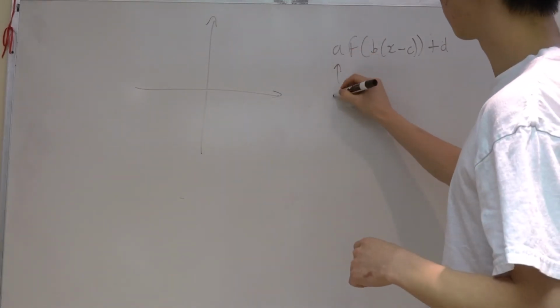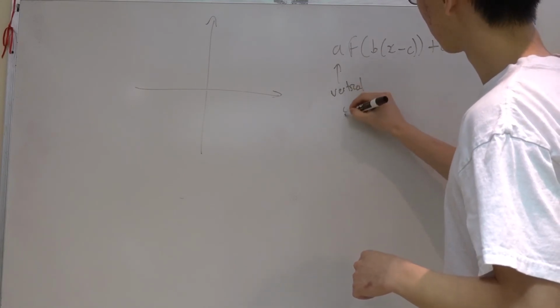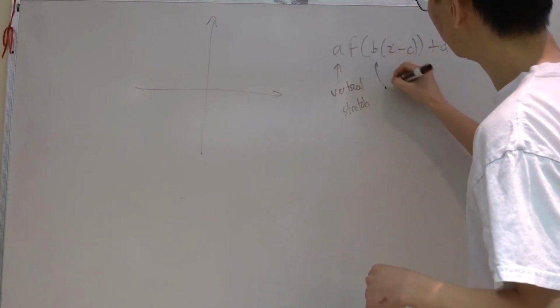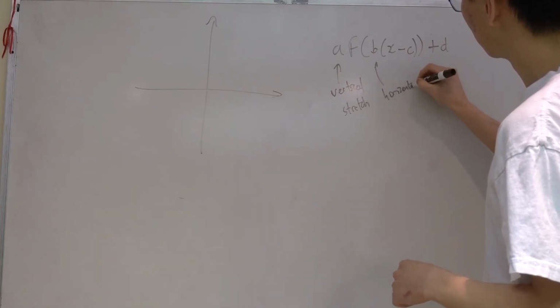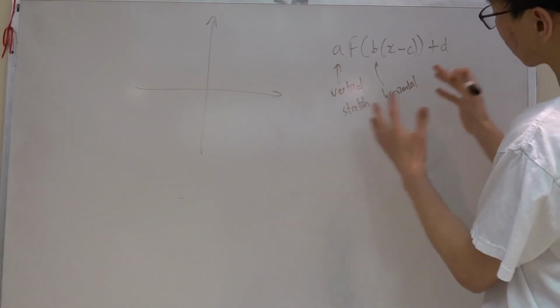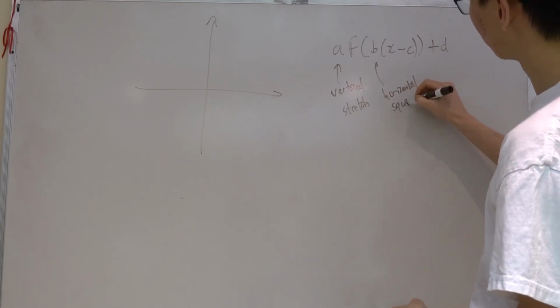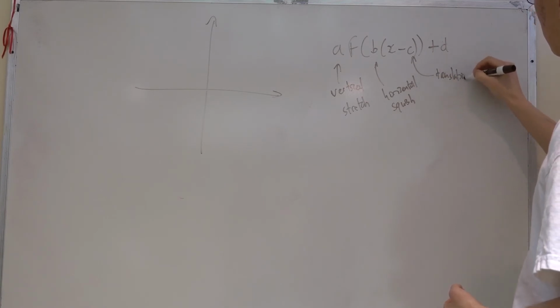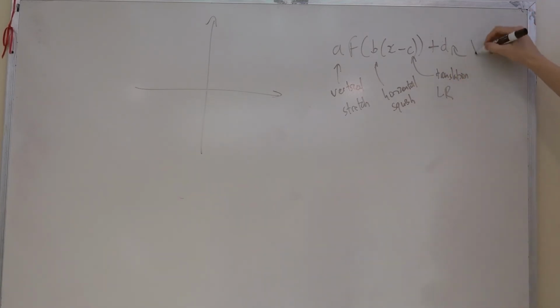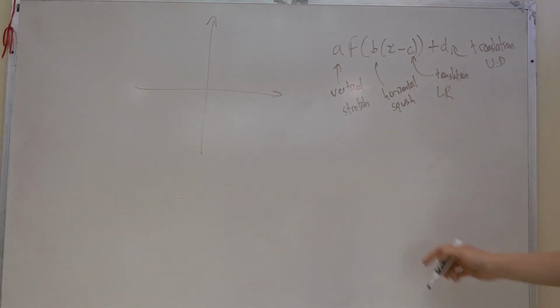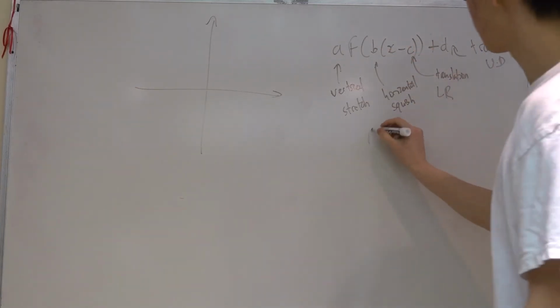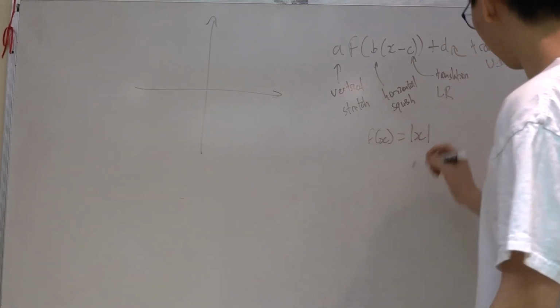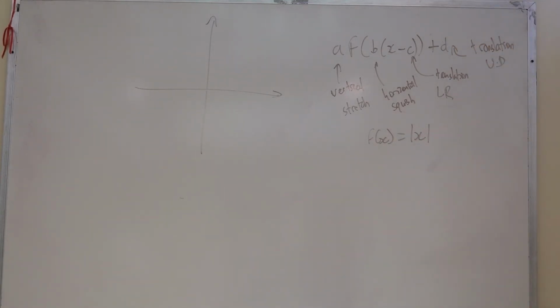Then A does a vertical stretch. B does a horizontal squishing effect. C is translation, left and right. And D is a translation, up and down. Okay? So we can just apply those exact same principles here, except now instead of just some random f, we're going to pick f of x is equal to absolute value of x. Okay? So let's see some examples of how this works.